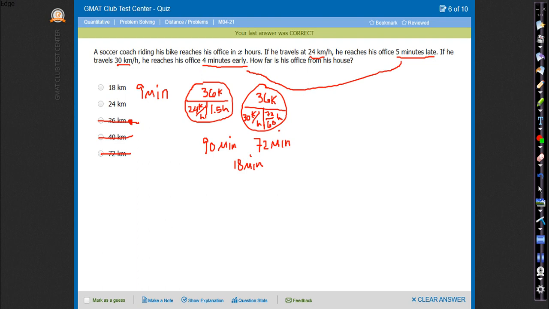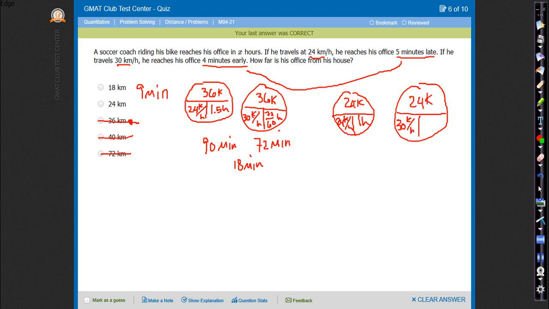So now let's try another one of the numbers. Let's try 24. You get 24 kilometers over 24 kilometers per hour, which is 1 hour. And then you get 24 over 30. Using the same trick, we're going to make this 48 over 60 hours. So 1 hour is 60 minutes, 48 minutes over here, and it's still too big. It's a 12-minute difference. So that means that A must be the correct answer.